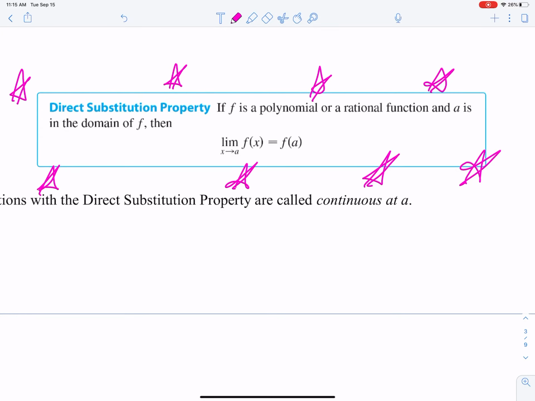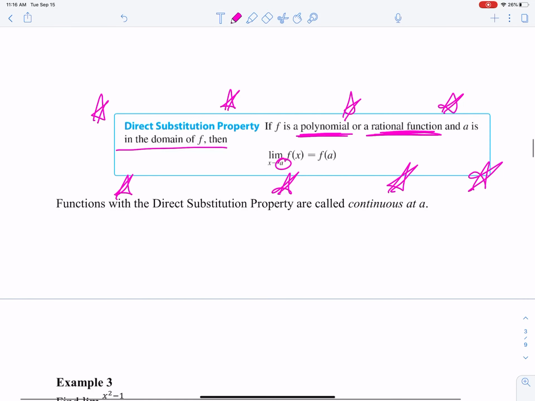All right, the direct substitution property. So guess what we're going to do? We're going to substitute, right? So here's the deal. If this function that you're trying to find the limit for is a polynomial or a rational function, and a, this little value a, is in the domain of your function, then you simply plug in. Okay? And we'll see later, functions with the direct substitution property are called continuous at that a value. That's a definition we'll talk about a little bit later. Okay, so let's apply this rule.